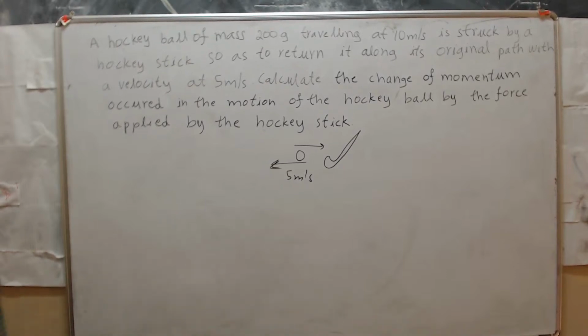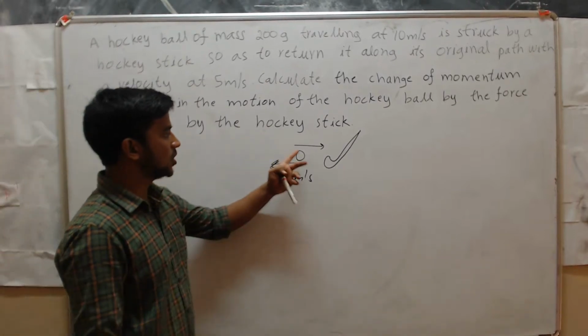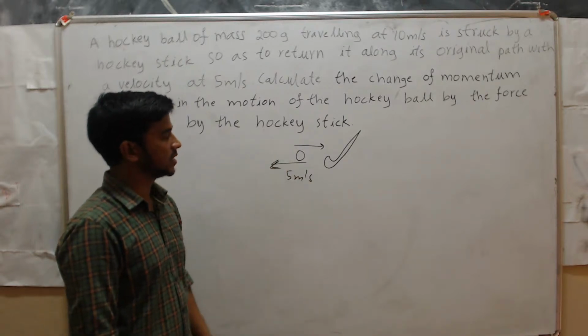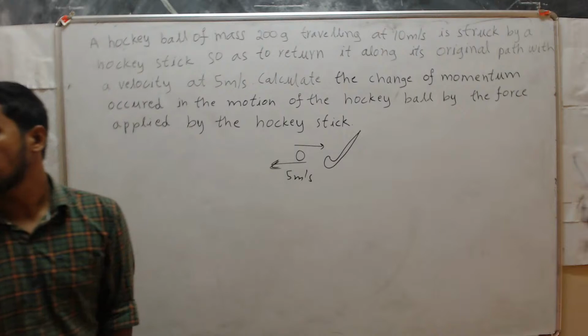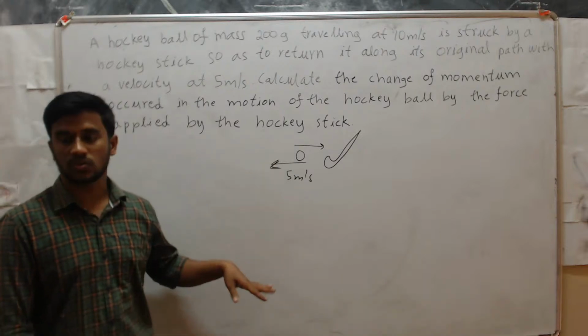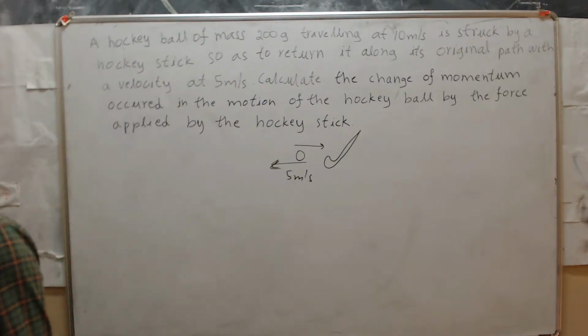Okay, see what is the change in momentum. Before that, the ball is moving with 10 meter per second. Then it is struck by a hockey stick. At that time, its velocity reduced to 5 meter per second. So the velocity changes, right, from 10 to 5. So the momentum also changes. So calculate that change in momentum.